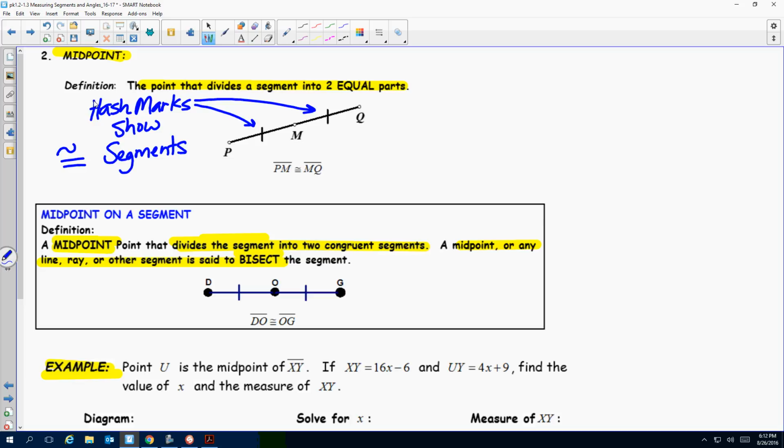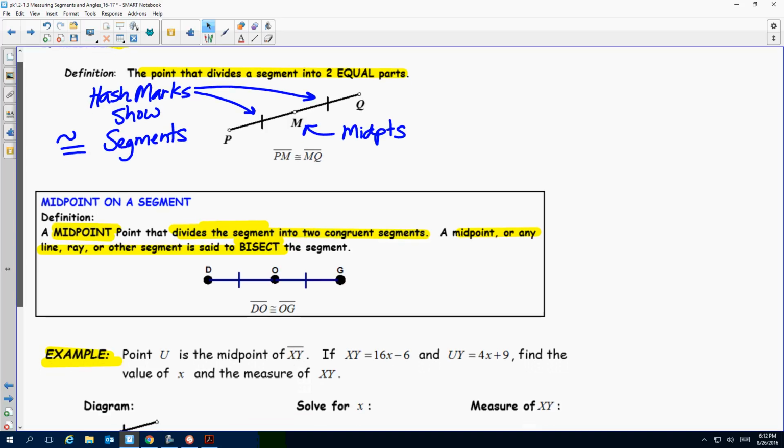I'm going to be using symbols. That's what we do in geometry. So if I see those tick marks, then I know that M is our midpoint. Because if I have two congruent parts, two congruent segments, then the point in between them has to be the middle, okay? So we got that.